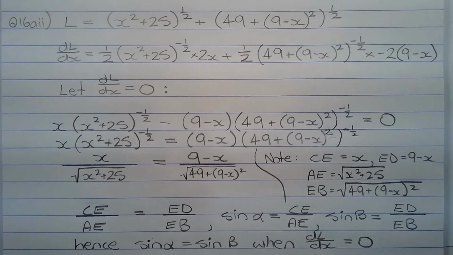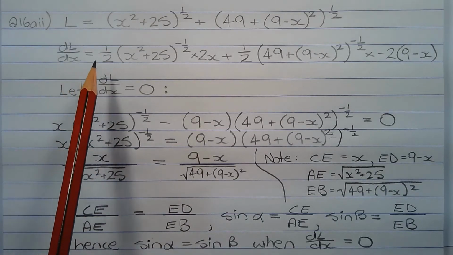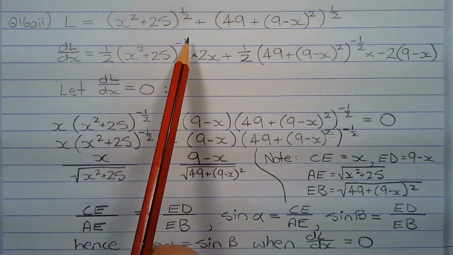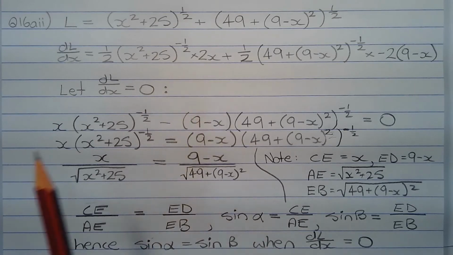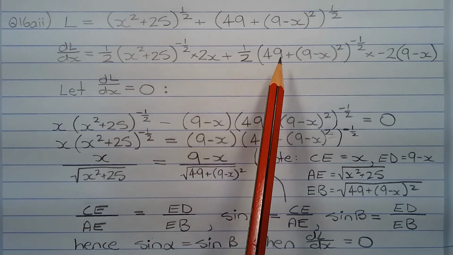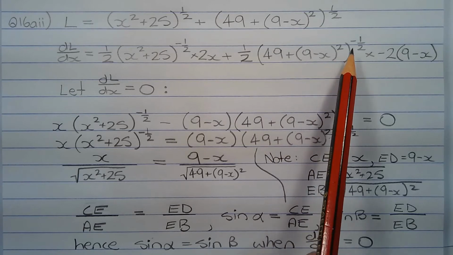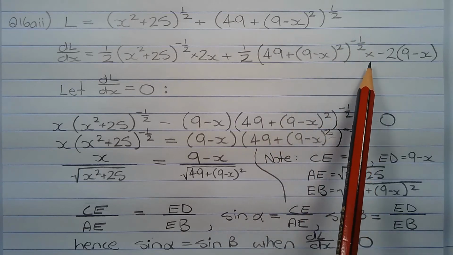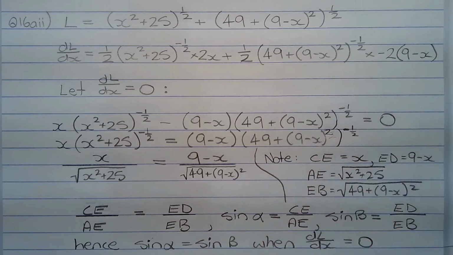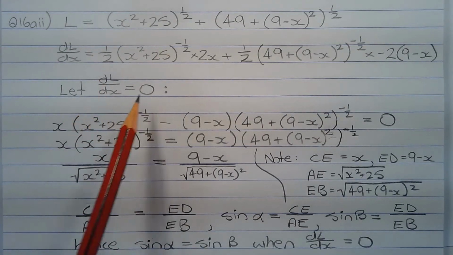So using the chain rule, dL/dx is equal to half times (x squared plus 25) to the power of negative half multiplied by 2x, plus half times (49 plus (9 minus x) squared) to the power of negative half multiplied by negative 2 times (9 minus x). Next, we'll let dL/dx equal 0.